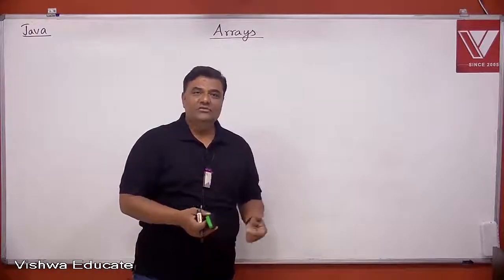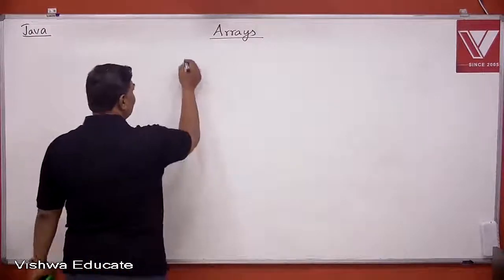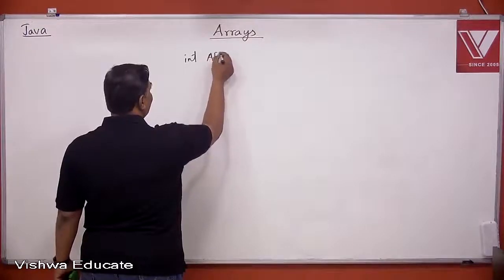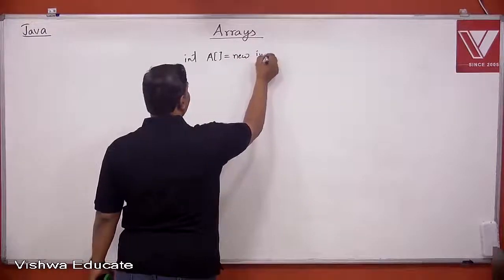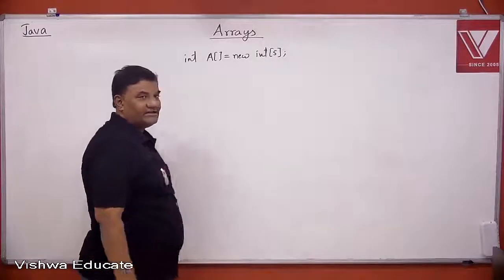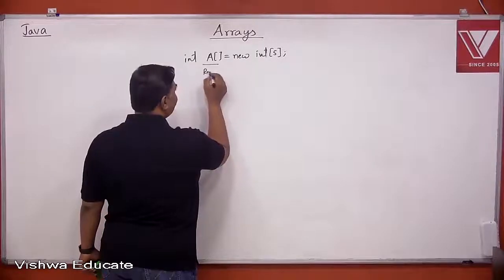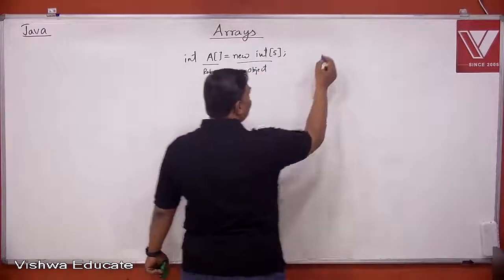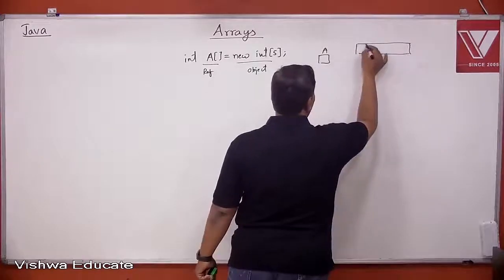Now let us see how to create an array. What are the methods how we can create an array? Let us check this. Integer a, empty brackets, assign new integer of size 5. This is an array. This is just a reference, and this is an object.